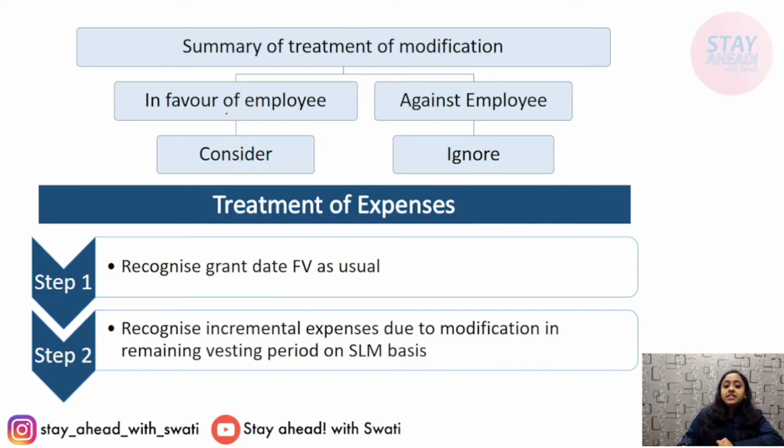If it's in favor of the employee, then consider it. If it's against the employee, that means the company is on the benefit side, then you have to ignore it. If you have a higher payout, then consider this and record this. Recognize grant date fair value as usual, and then recognize incremental expense due to modification in the remaining vesting period on SLM basis. The incremental amount will be divided across the vesting period on SLM basis.